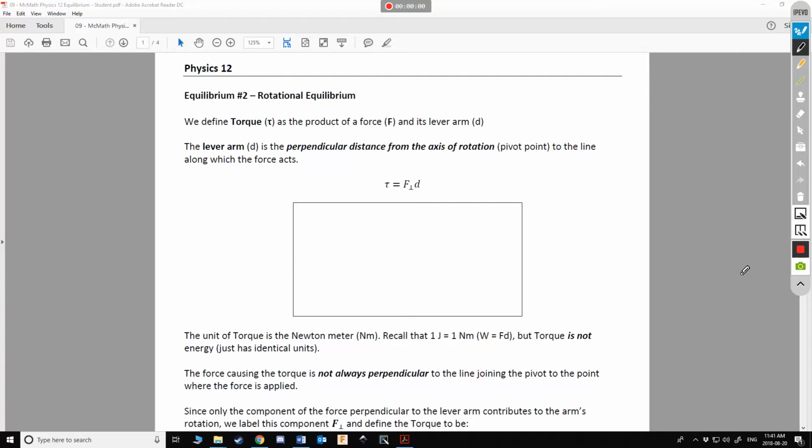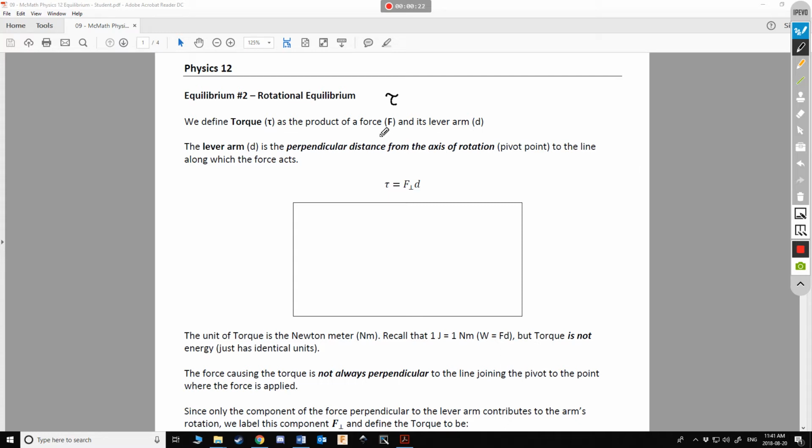And today we'll be looking at equilibrium number 2, rotational equilibrium. Last day we brought in a new terminology, the word torque, and it's represented by the Greek symbol tau. So we can actually draw tau something like that. And it is defined as the product of a force F and its lever arm d.